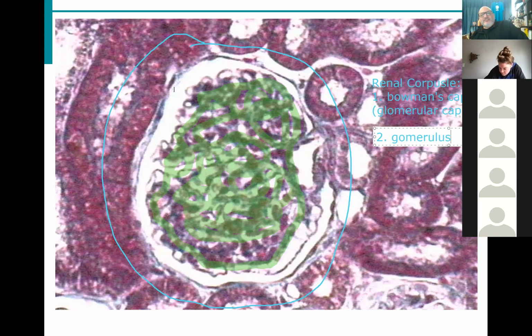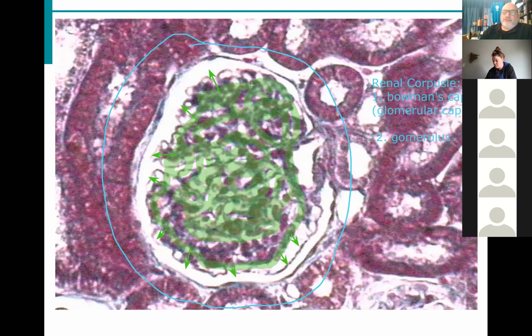And its job is to filter the blood. Basically, we produce 200 liters of filtrate during the course of the day. 200 liters of stuff comes out of your kidneys, out of your blood. Now, do you produce 200 liters of urine in a day? No. No, we'd all be sitting in the toilet doing this lecture if that was the case.